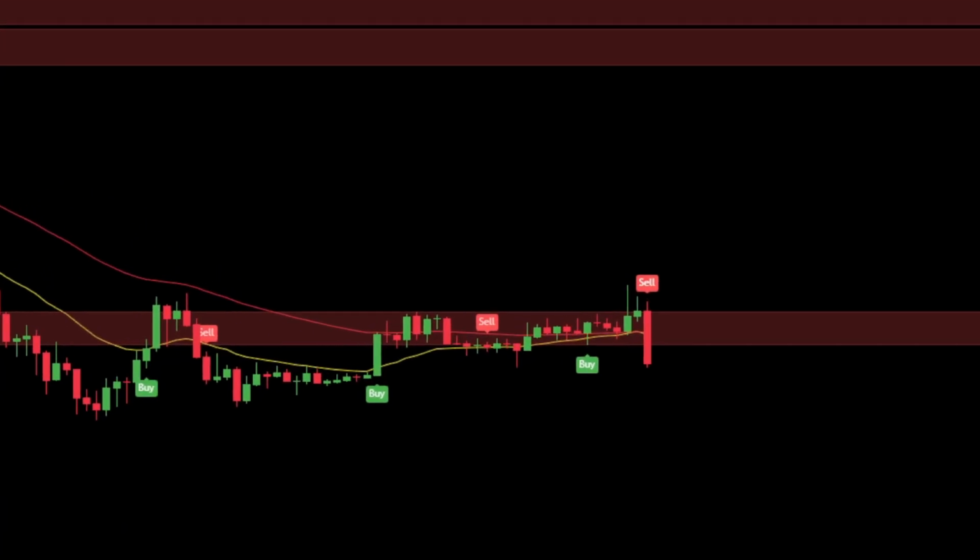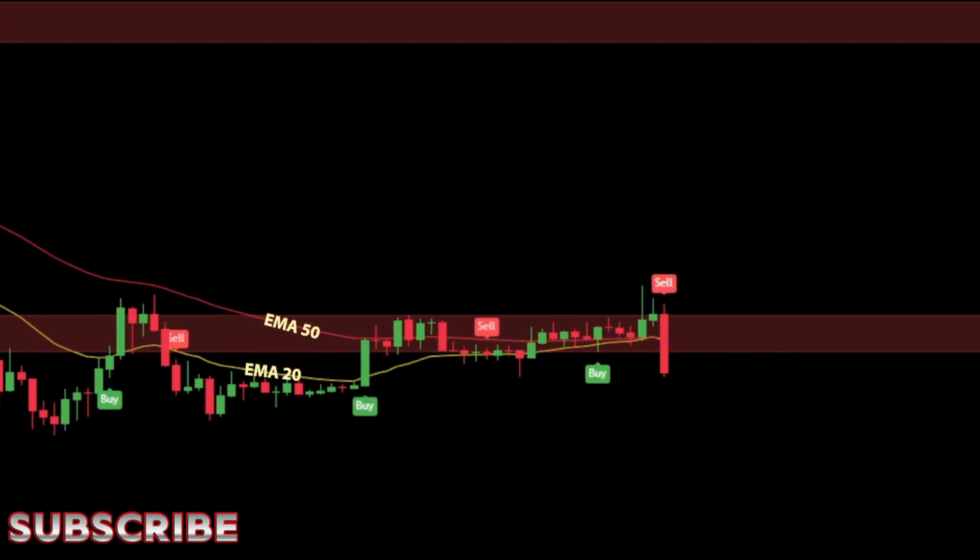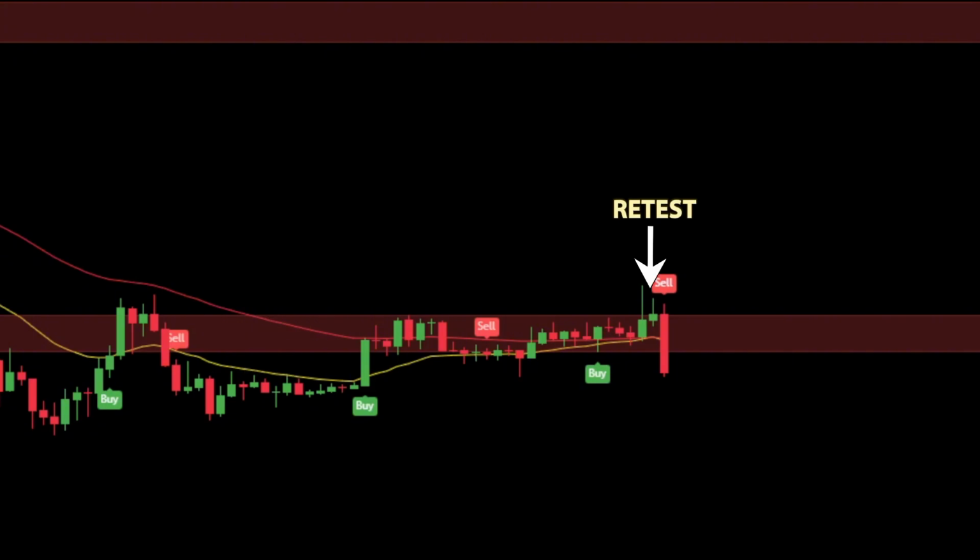How to place a sell entry. When the EMA 20 crosses below or stays below the EMA 50, this indicates a bearish trend. In this situation, focus on finding the best entry point for a sell. Wait for the price candlestick to retest the resistance area.